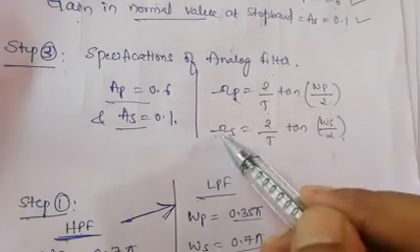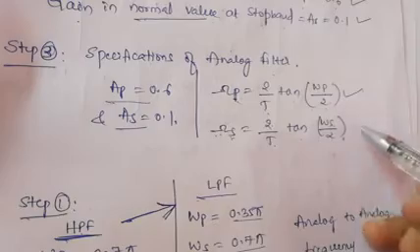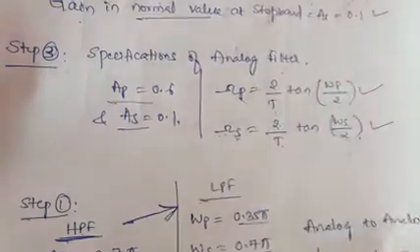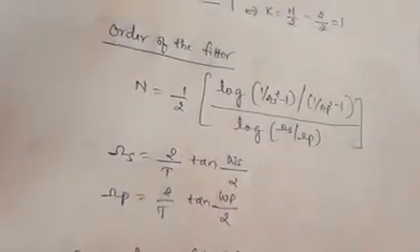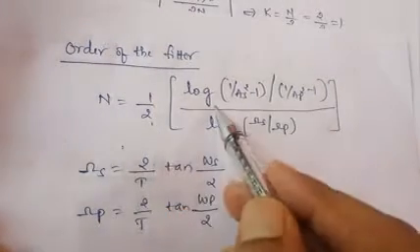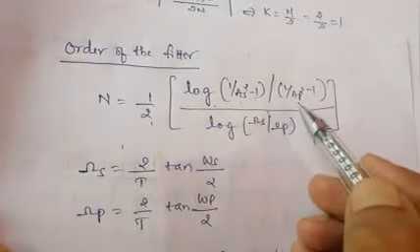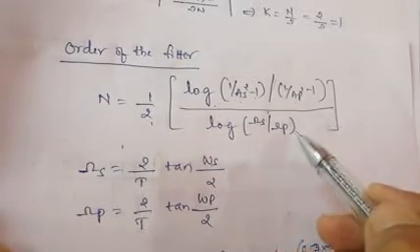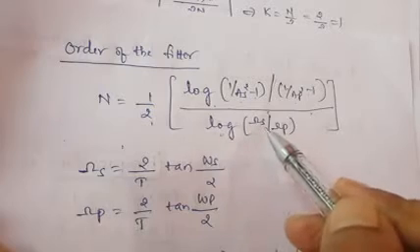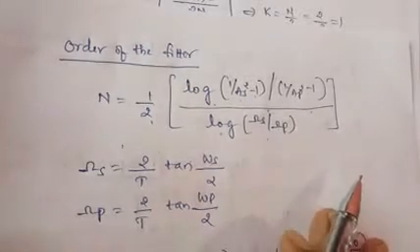Similarly, stop band frequency equals 2 by T tan of omega s by 2. By using these two formulas, we are converting. Next step is finding the order of the filter. N equal to 1 by 2 log of (1 by A square minus 1) divided by (1 by Ap square minus 1), whole divided by log of stop band frequency divided by pass band frequency.